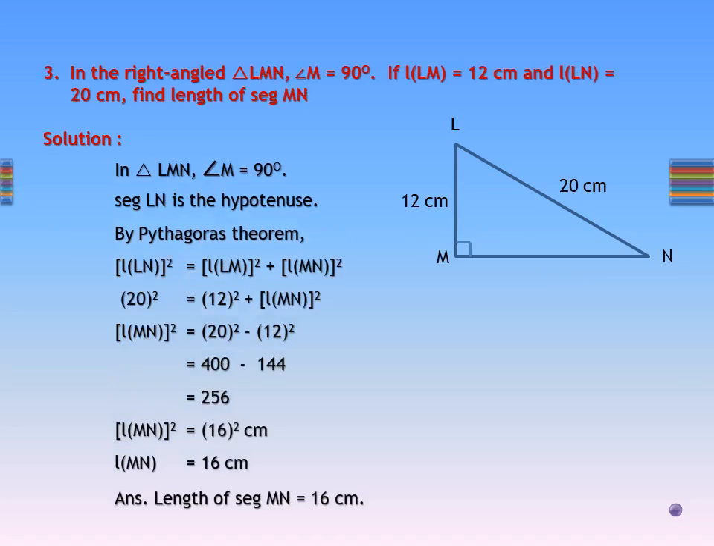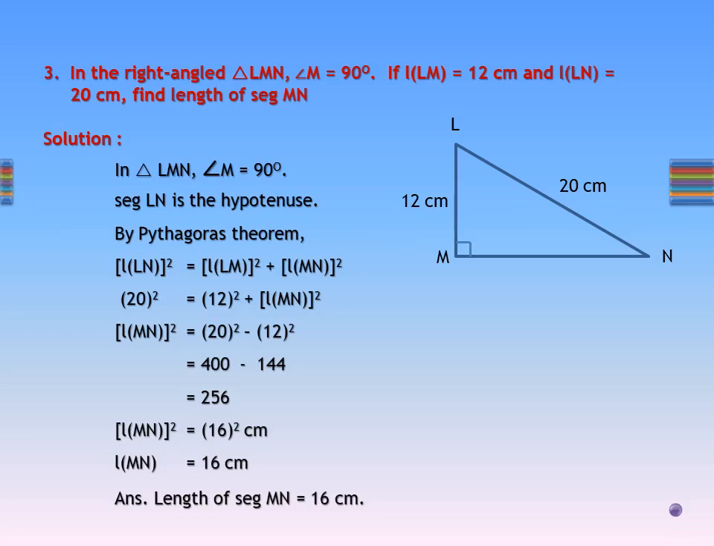Now let us solve the third sum. In the right angle triangle LMN, angle M equals to 90 degree. If length LM equals to 12 centimeter and length LN equals to 20 centimeter, find length of segment MN. Again, we'll first draw the diagram so that it will be helpful for us to solve this sum. So, triangle is LMN where M is given as 90 degree. Hence, our hypotenuse is segment LN and LN is given as 20 centimeter and LM is given as 12 centimeter. We are supposed to find the segment MN.